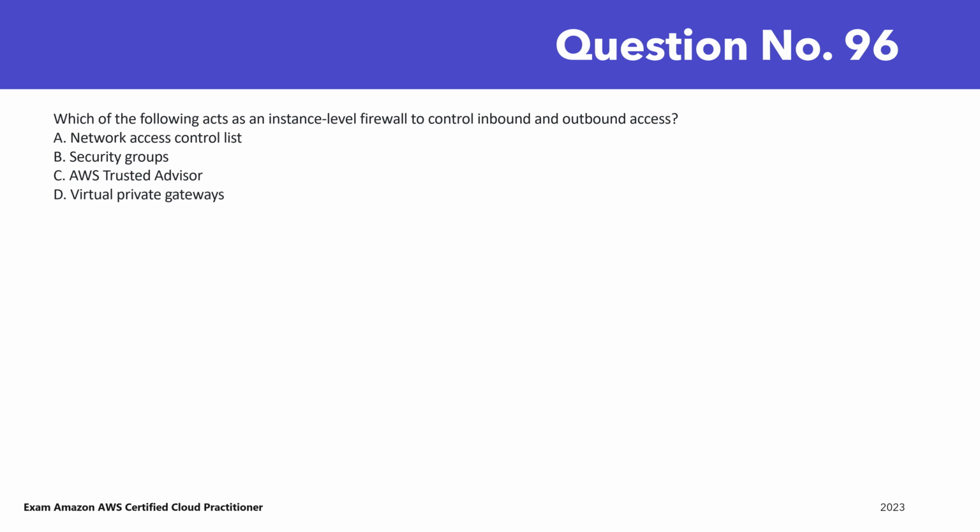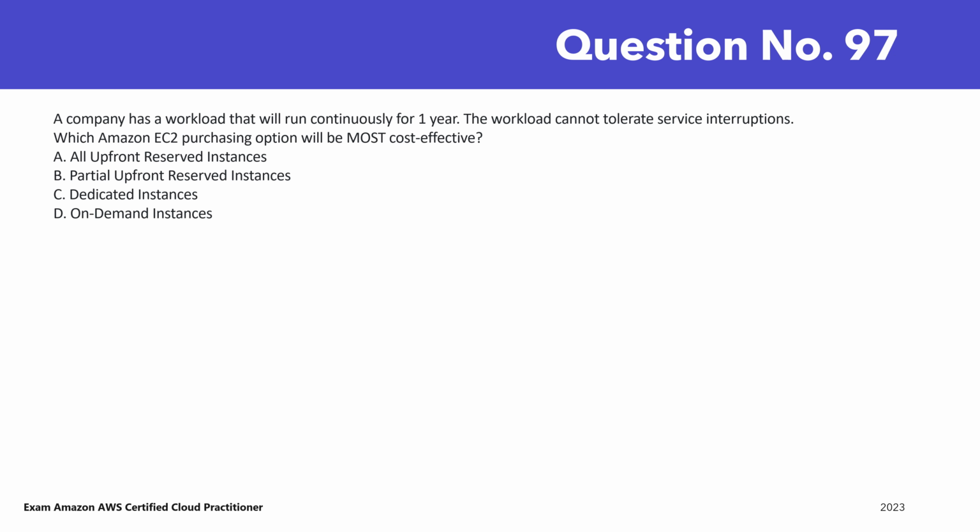Which of the following acts as an instance-level firewall to control inbound and outbound access? A. Network access control list. B. Security groups. C. AWS Trusted Advisor. D. Virtual private gateways. Correct answer, B. Which of the following acts as an instance-level firewall to control inbound and outbound access? A. Network access control list. B. Security groups. C. AWS Trusted Advisor. D. Virtual private gateways. Correct answer, A.